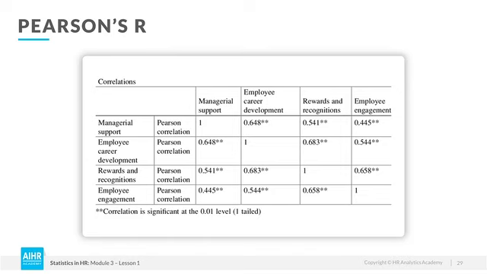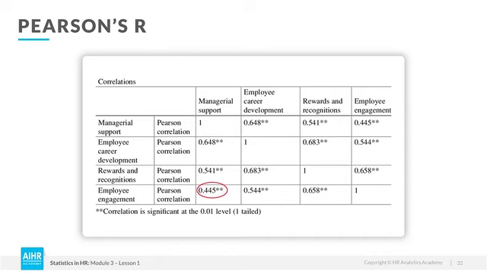You will first notice that all the variables are, obviously, fully correlated with themselves, which is the diagonal line from the top left to the bottom right. Next, you see that employee career development is highly correlated with managerial support, with the significance level of 0.01, which is one-tailed, at a Pearson's R of 0.648.